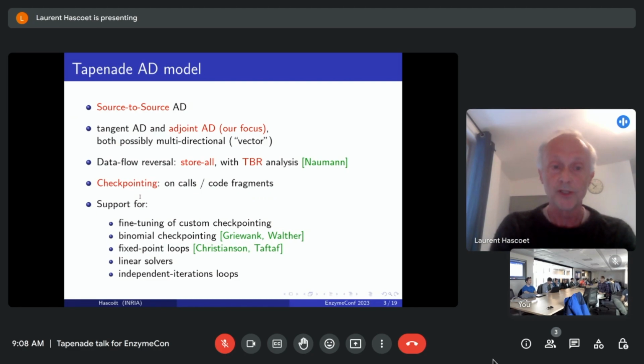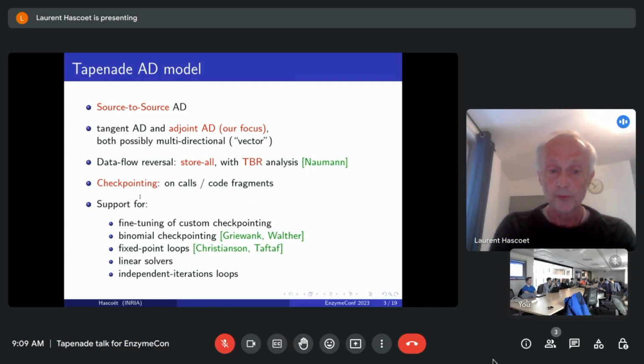So we provide checkpointing on subroutine calls and also on any set of code fragments that the user may designate. So there is support for fine-tuning of this checkpointing, which is the essential optimization that you can apply to the adjoint code. That is, the user can select some calls that must be checkpointed, some others that must not, and some fragments of code that must be checkpointed as well.